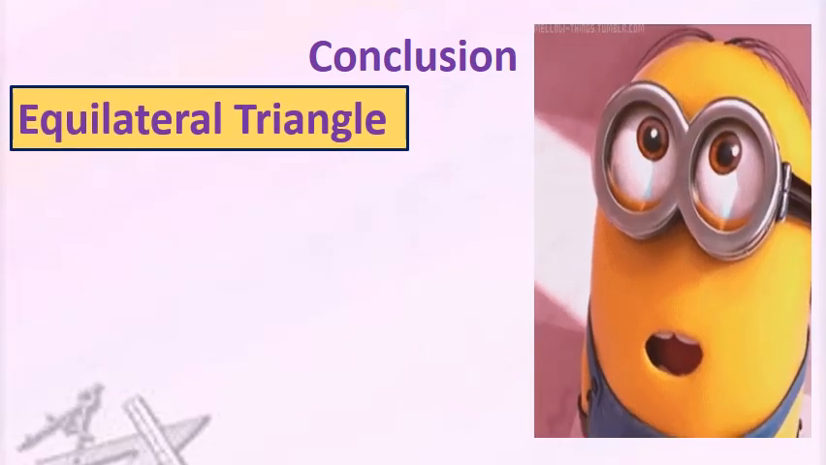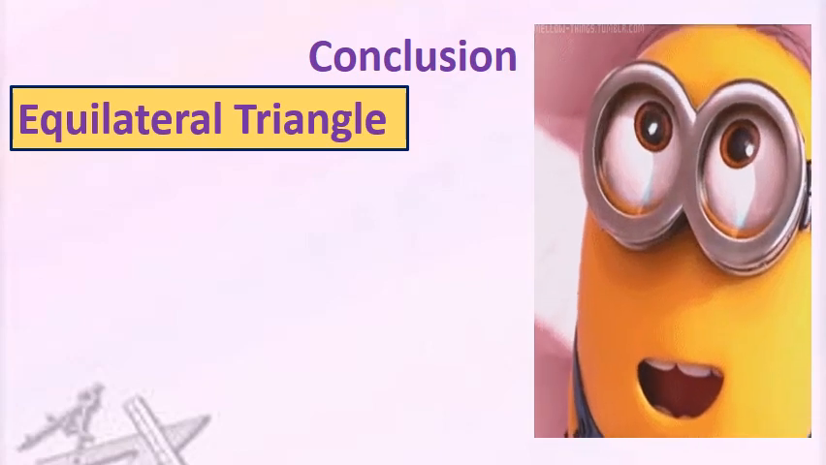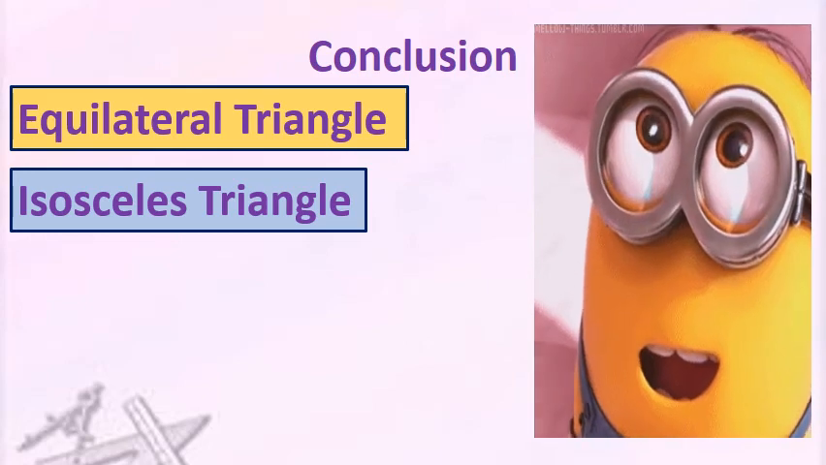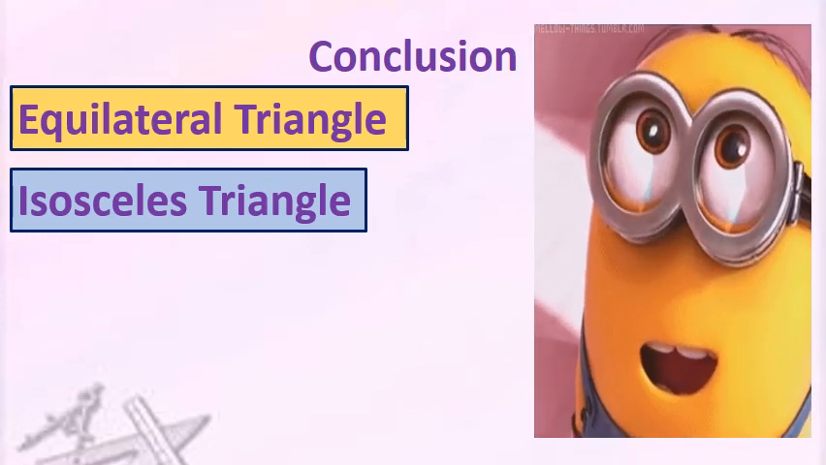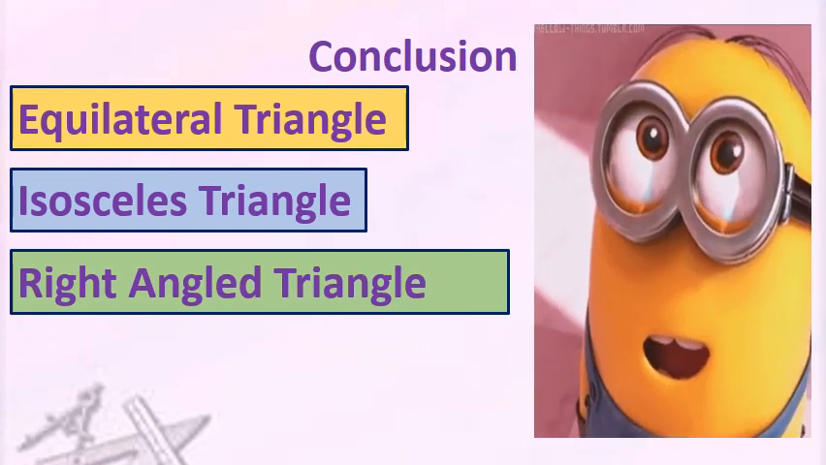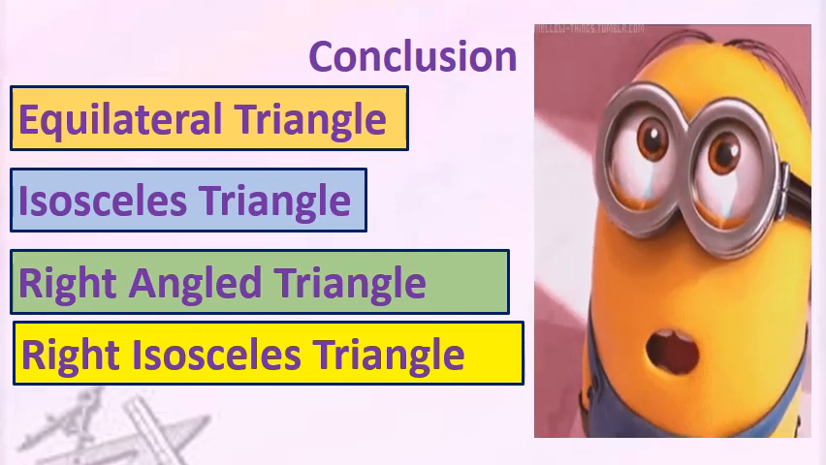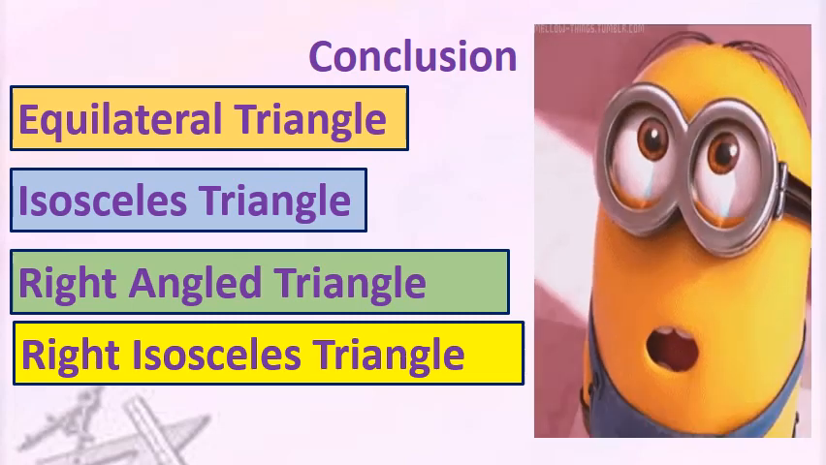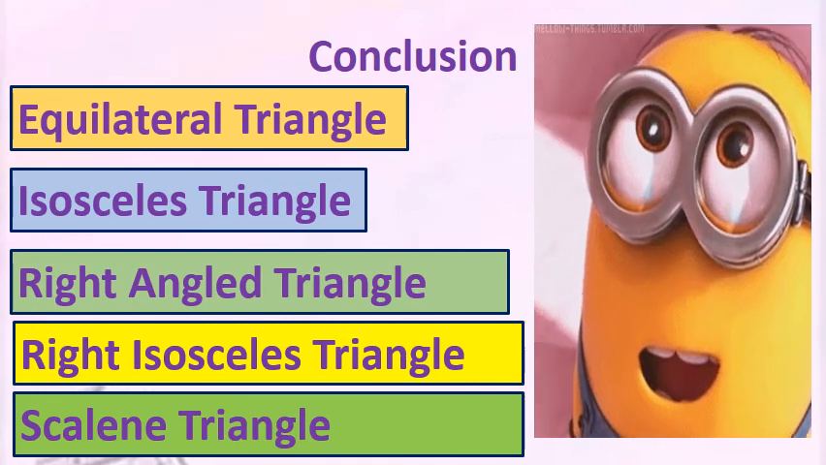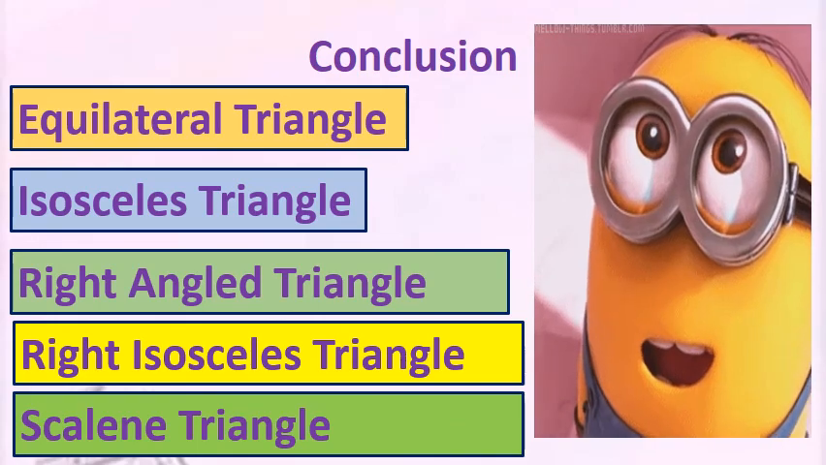The first one is an equilateral triangle. It has 3 equal sides and 3 equal angles. Now the isosceles triangle has 2 equal sides and 2 equal angles. In a right angled triangle, we have only one right angle. In a right isosceles triangle, we have one right angle, 2 equal angles and 2 equal sides. While in a scalene triangle, none of the sides are equal and none of the angles are equal.